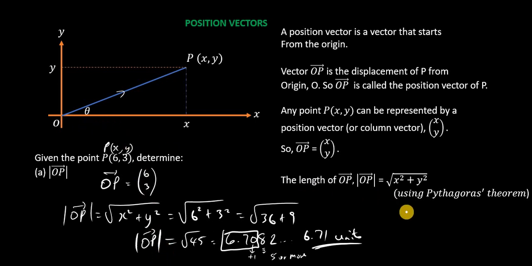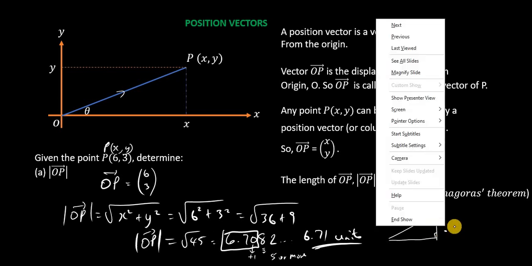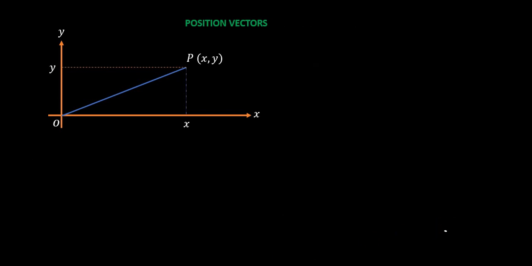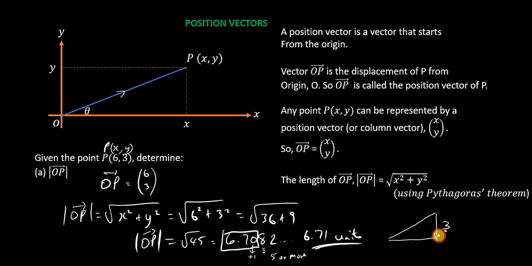So if you look at this right-angle triangle here, basically, this length is 3 units, indicated by the fact that this point is (6, 3), right? So this is 6 units here on the x-axis. That's the x distance, or the horizontal distance of the position vector, and the vertical distance of the position vector is 3 units.